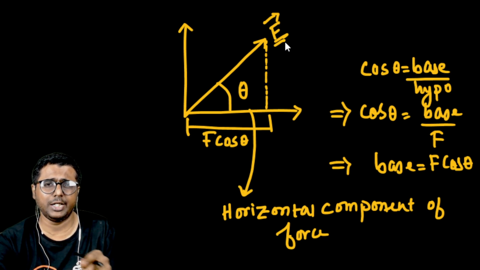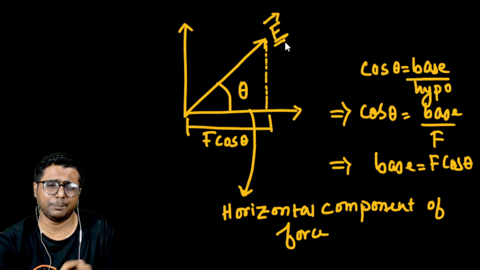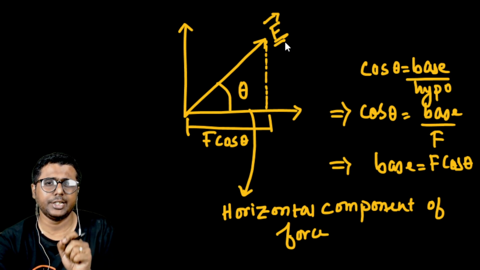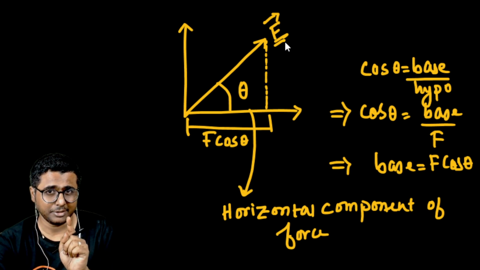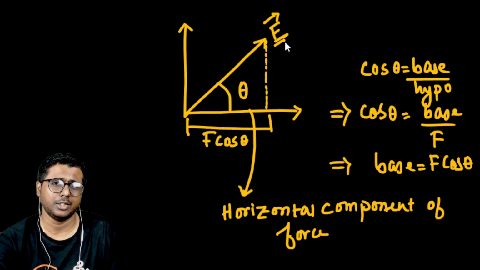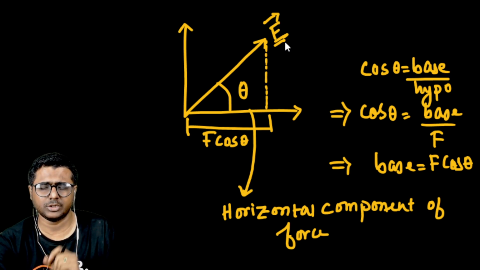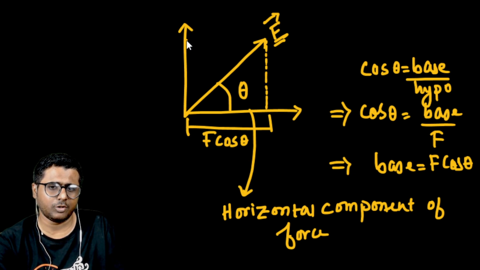So if I have to find out the horizontal component, this is how I am going to find it. Theta means inclination, the angle it makes with the x axis. I have to take cos theta of that and multiply with the force given, and I will get the horizontal component.